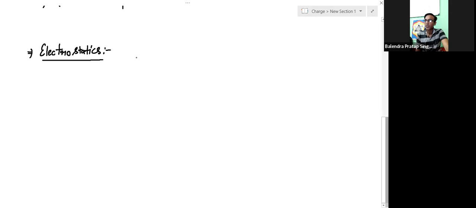So we can define this word as charge at rest. A charged body, or charged particle, at rest. Okay, so this is all about this chapter. But the point is, what is a charged body? Means what is a charge?